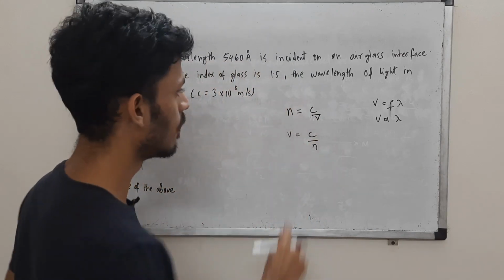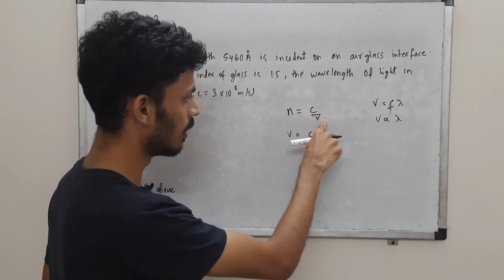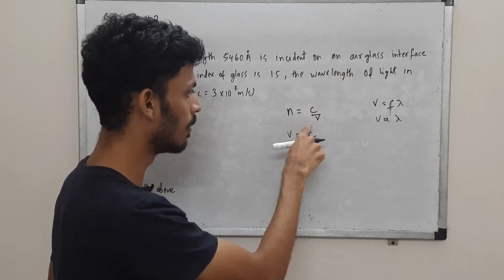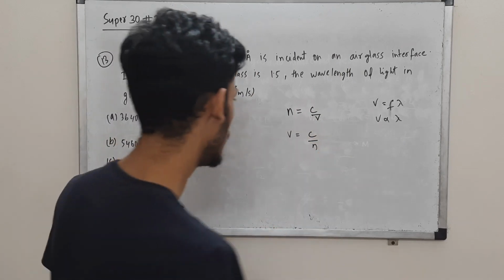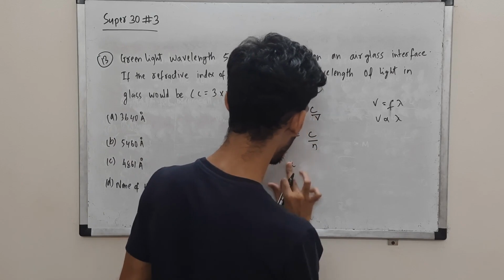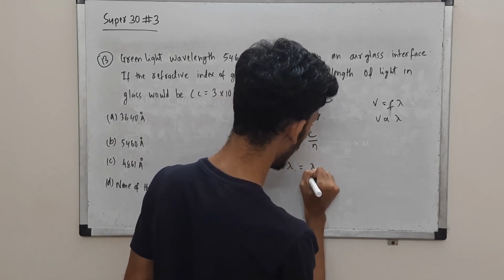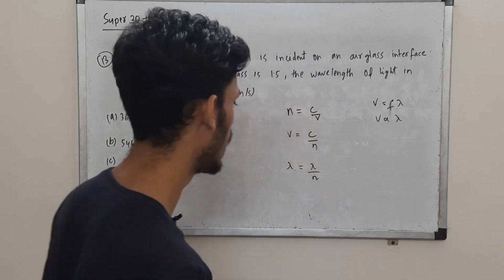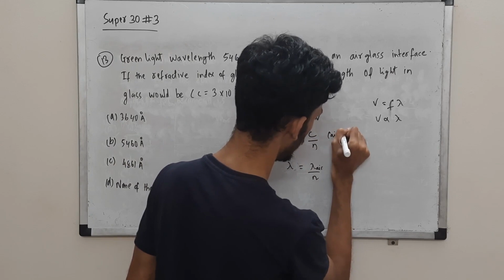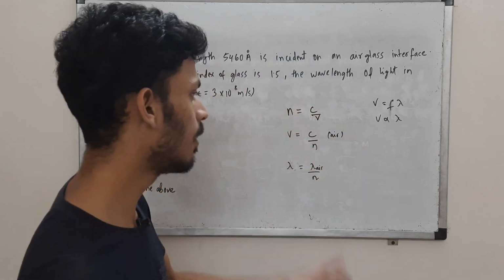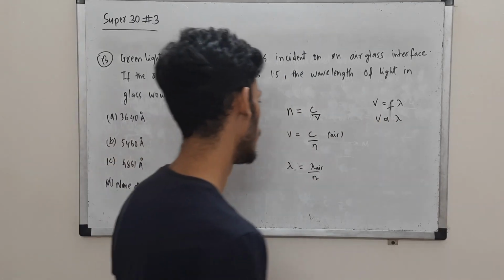Velocity becomes c by n, where c is the speed of light in air and this is the velocity in the medium. So similarly, lambda in the medium will become lambda in air divided by n, because it is a direct relation, right?